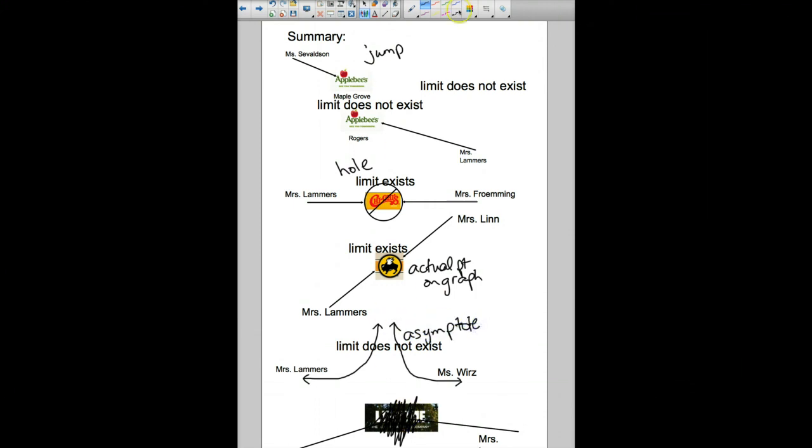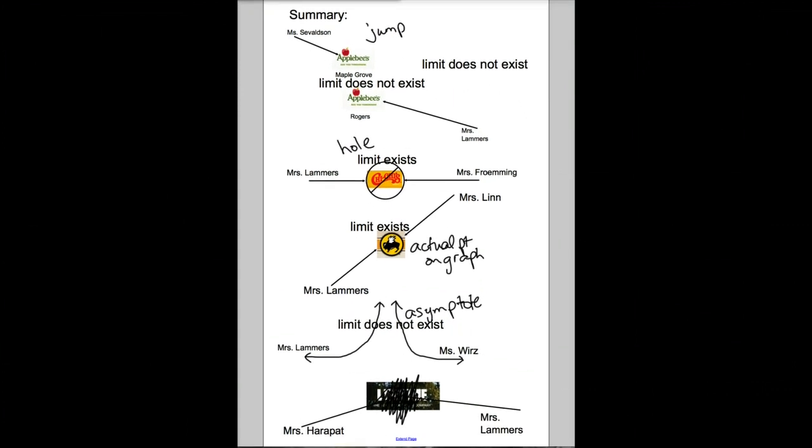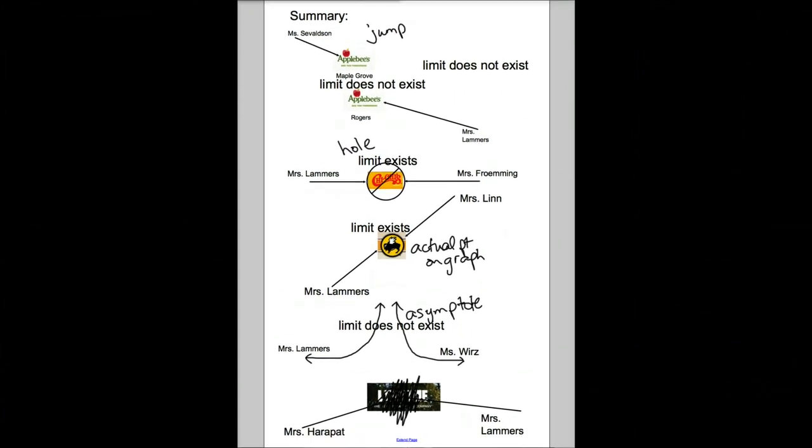And then, oh, you can't see this very well. Let me move it up. Ms. Harapat and I like to go to Lifetime, and we both get there, but we're on 2 different elliptical machines, and I'm going up and down real fast, and she's going up and down real fast, and we're just not together on the same thing. So I know it's kind of a stupid example, but that's a graph that oscillates. So does that limit exist? We're saying no. It's not a very good example, but that's what I came up with.